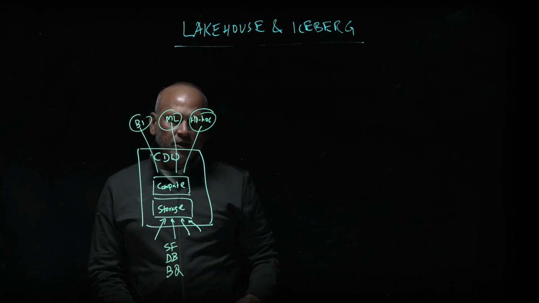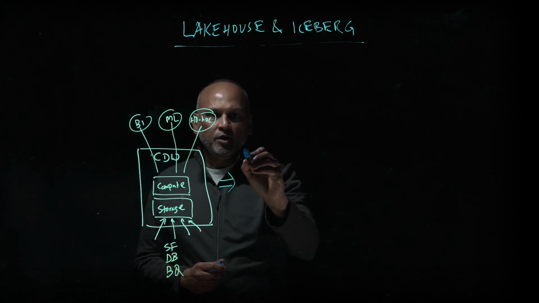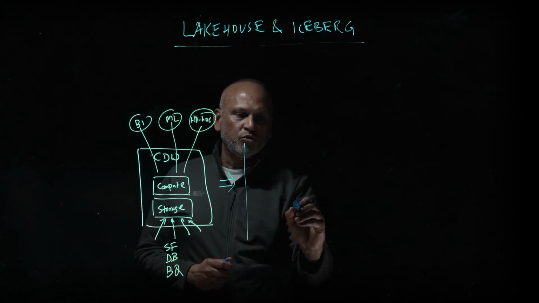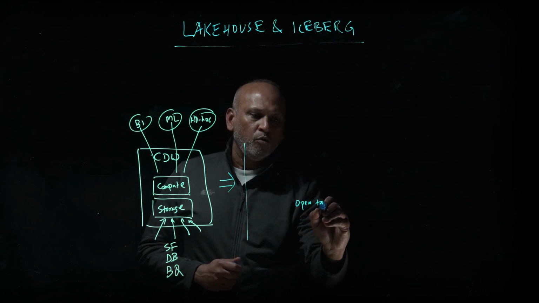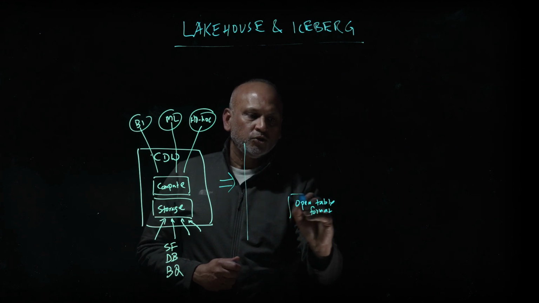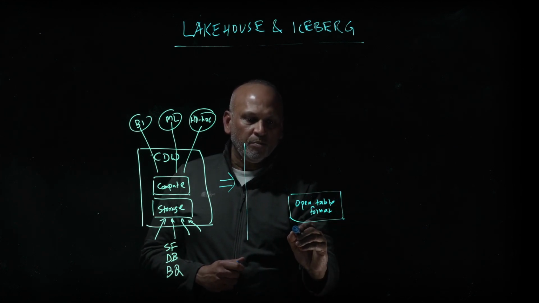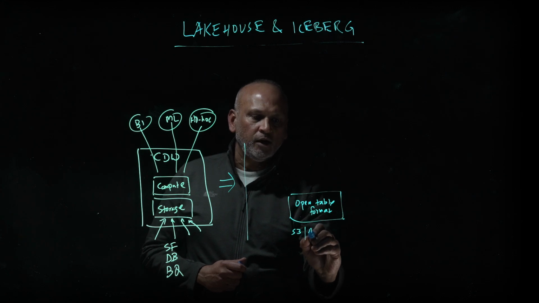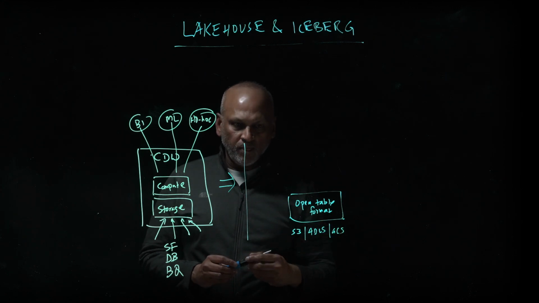So let's contrast this now to the world of Lakehouse. What it looks like is you have a storage layer, but the storage layer is in a form called open table format. This makes up your storage layer, which is essentially file storage on top of object stores like S3, Azure Data Lake Storage, or Google Cloud Storage.